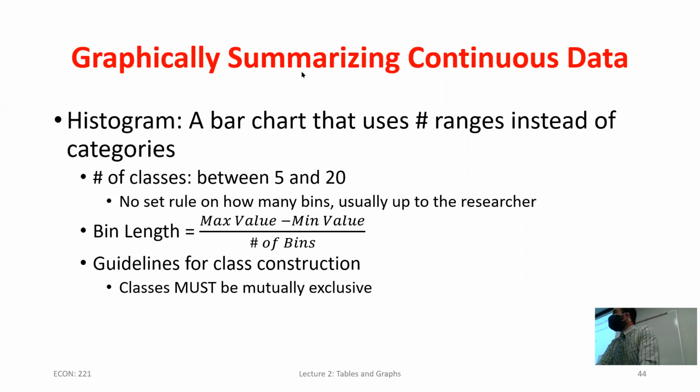So I'd have to do something like, do they make between 0 up to and including 50,000, and then how many people make greater than 50,000 up to and equal to 100,000, and so on and so forth. So that's the idea of mutually exclusive.